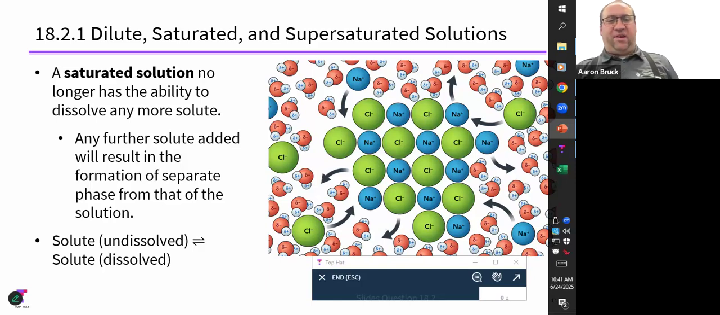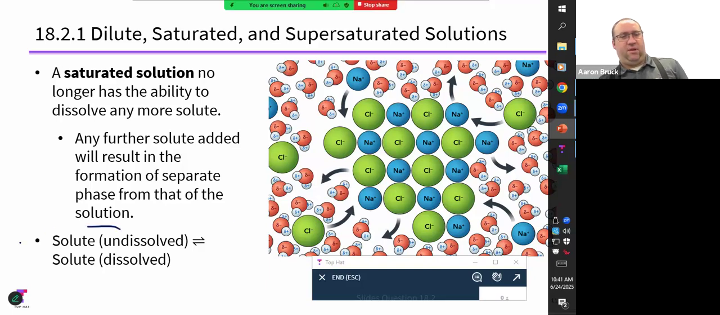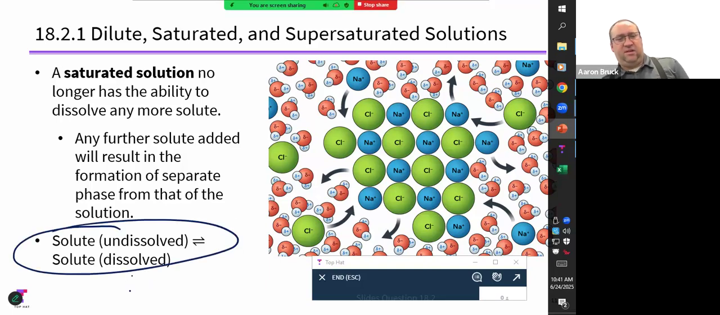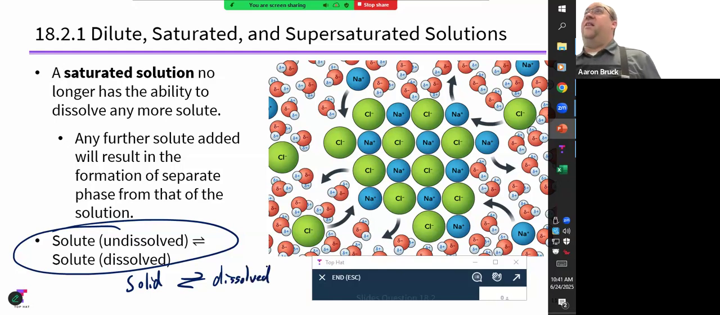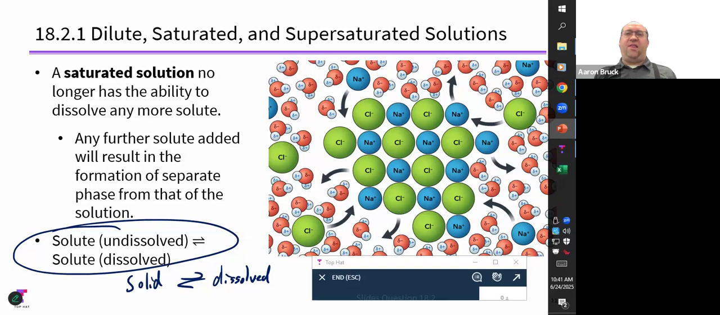At the saturation point, we start to see this solid in equilibrium with dissolved. And we've already done the calculations for what that looks like and how to quantify that solubility. But we're talking about things just qualitatively right now. So at saturation, at the saturated limit, we're done. We go no further.